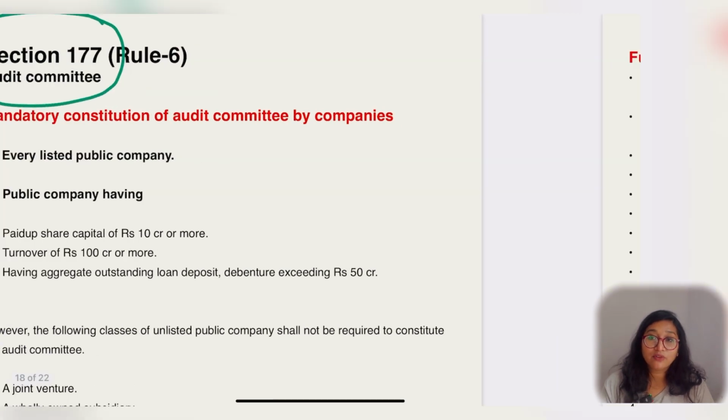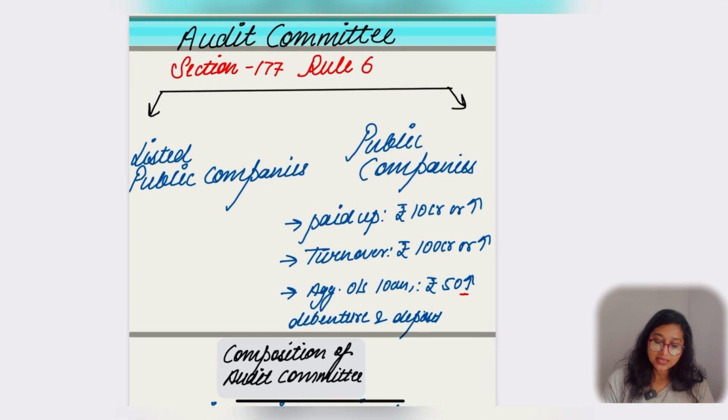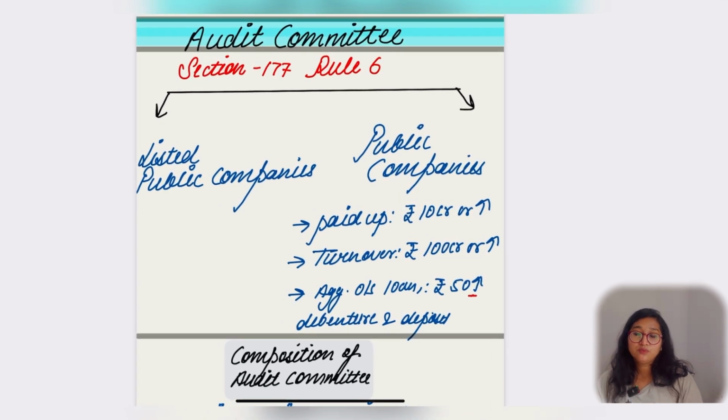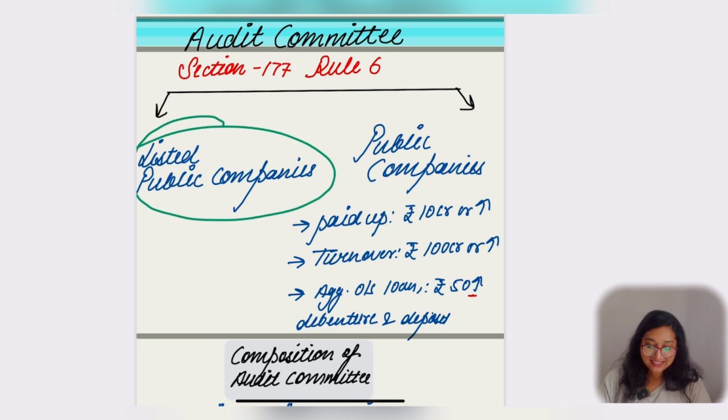Section 177 is of audit committee. Let's go for the diagram first. Section 177 is the constitution of audit committee. Now, which company has to constitute an audit committee, right?